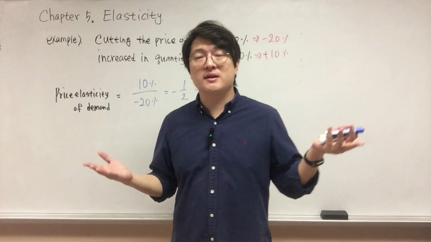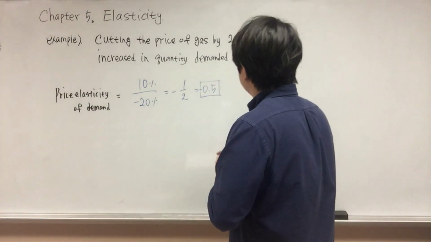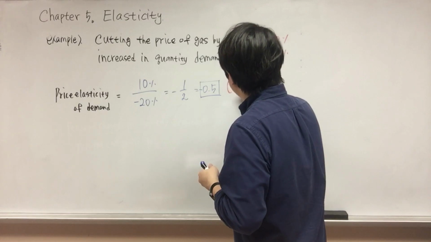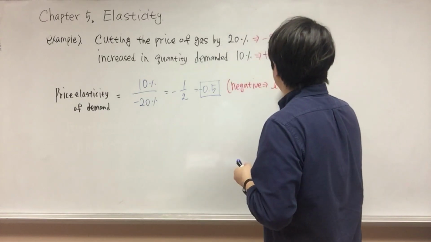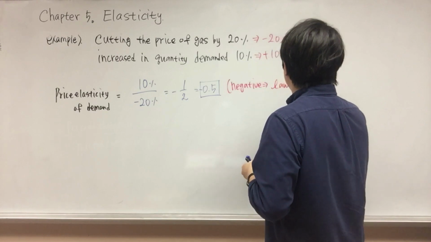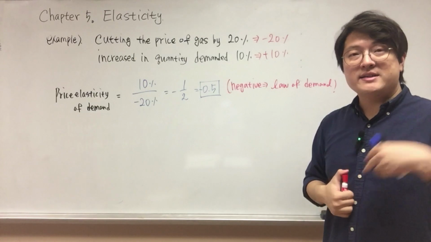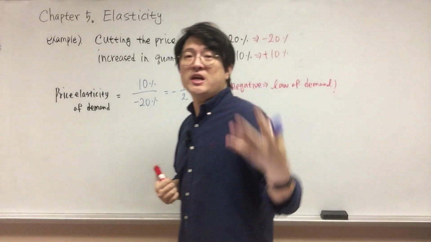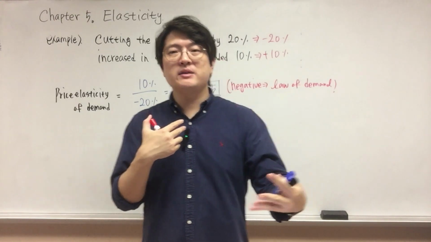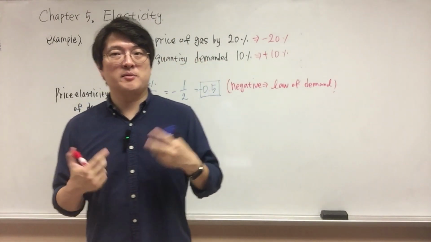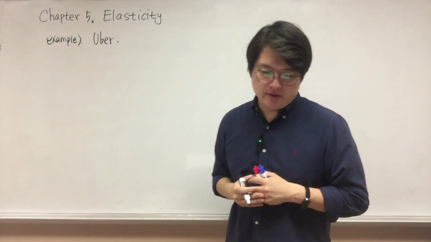The price elasticity of demand always has a negative value. Why? Because of the law of demand. Since price and quantity demanded always move in opposite directions, the price elasticity of demand always has a negative value. Okay, I will give you another example, of Uber.